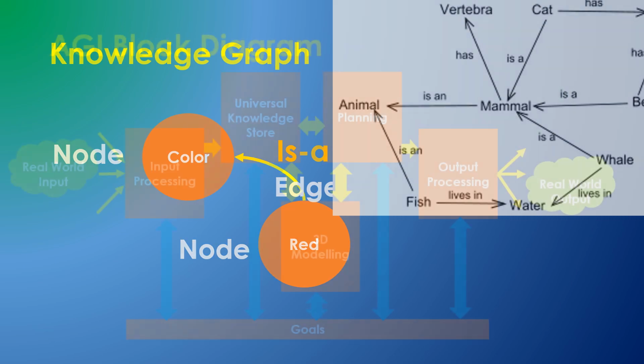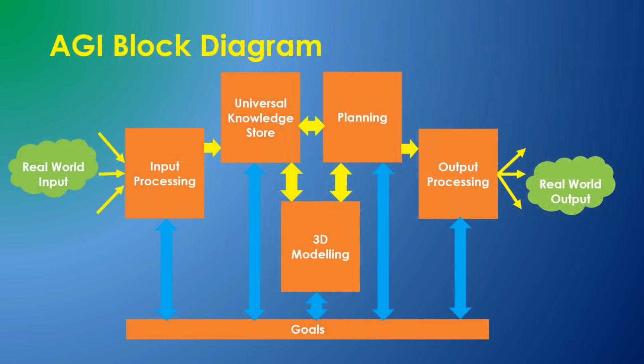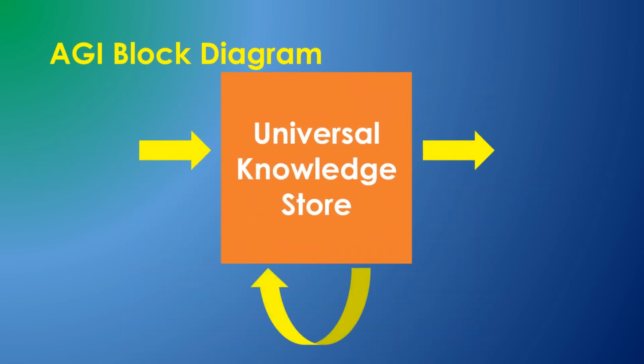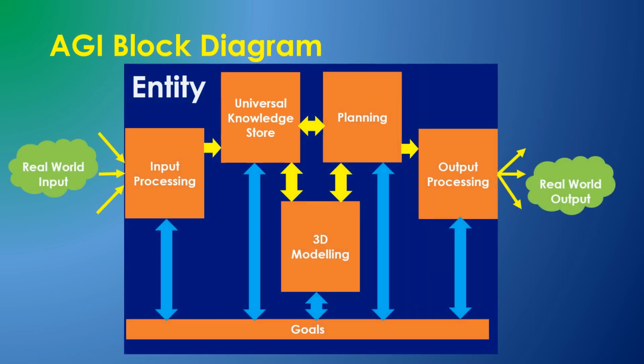Where does the Universal Knowledge Store fit into my overall structure for AGI? Any intelligent entity accepts inputs from various senses and outputs actions, which might be words or physical movements. The Universal Knowledge Store remembers and provides information for planning and modeling in order for the entities to select the best action in any given situation.